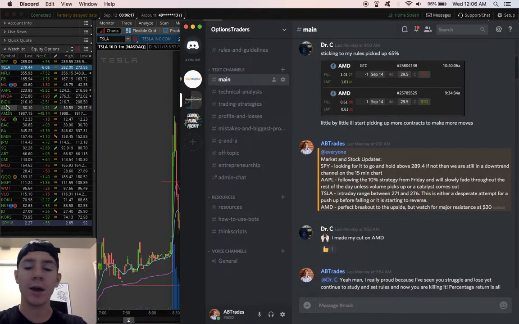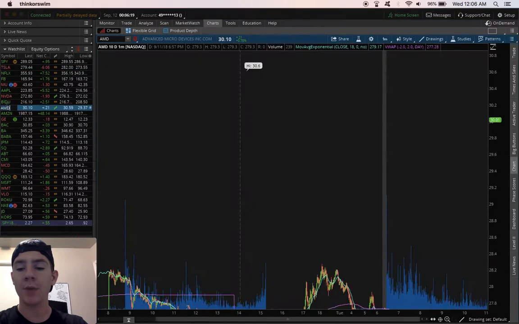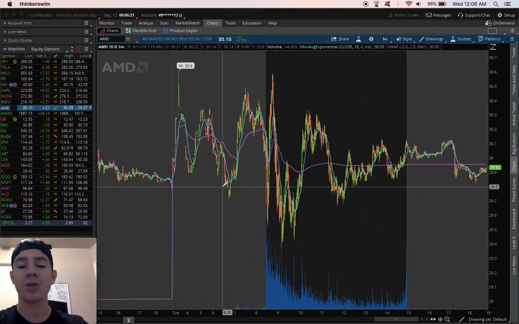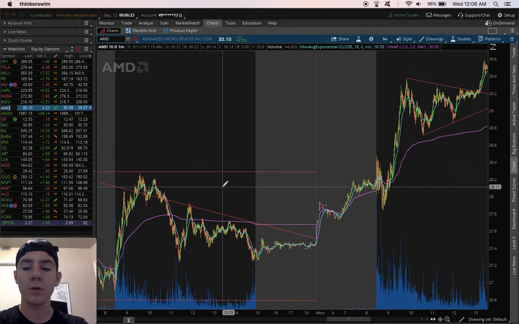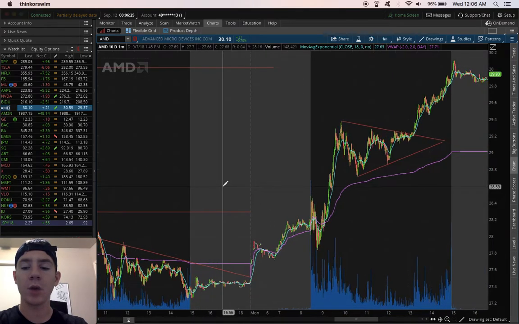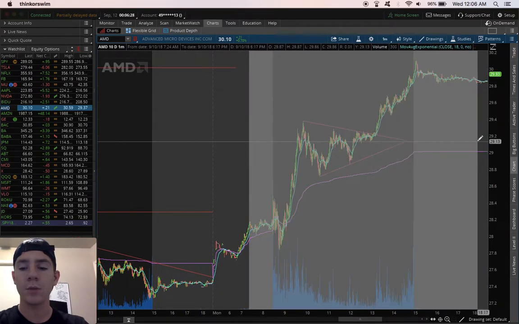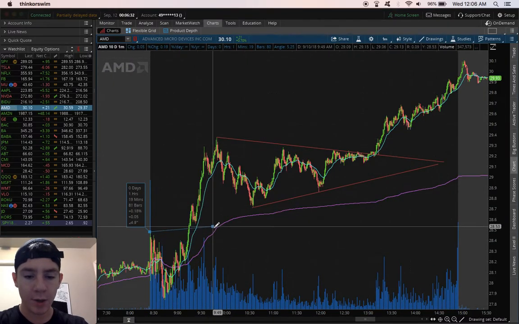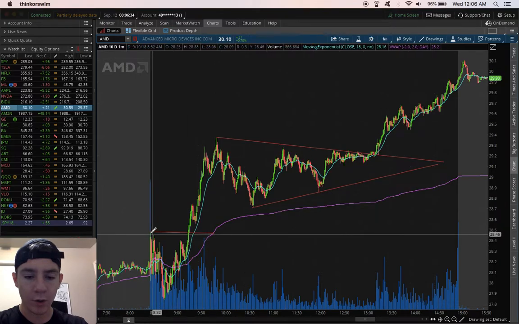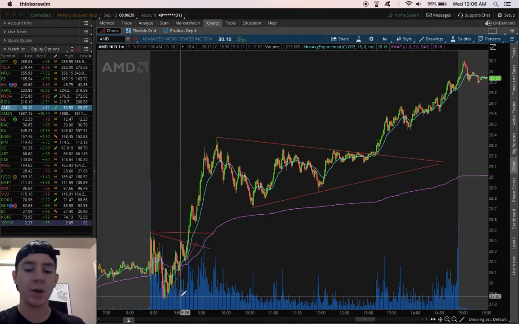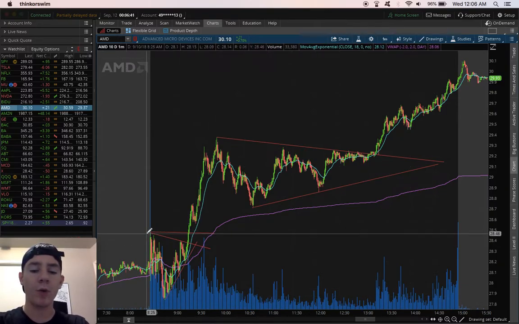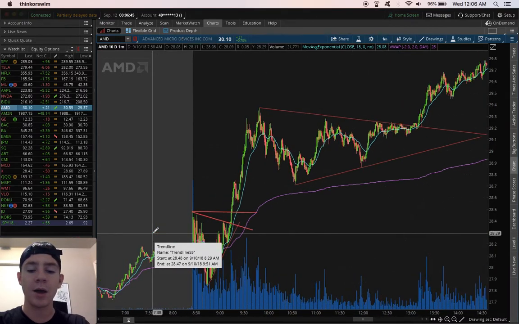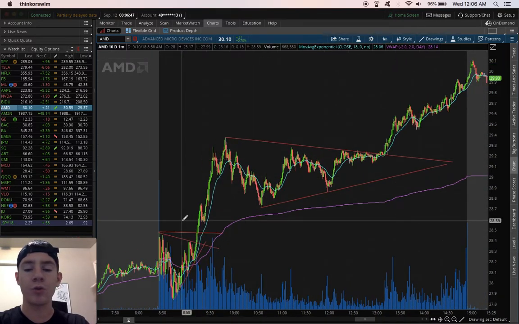AMD, the highlight. Perfect breakout to the upside. Watch for major resistance at 30. So as we can see here, in the morning, let's get a bit closer look. So as I said, perfect breakout. Why? Because we are starting to make these new highs here, and we're trending up massively. So this is what I mean by we're having a breakout above the level, the next high. We're trending up, and we're just doing great.